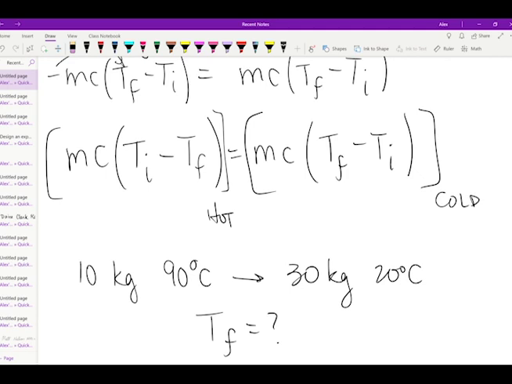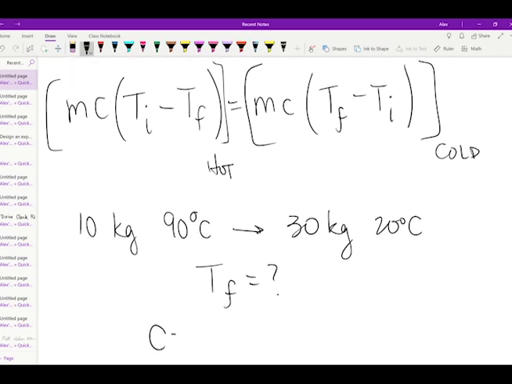And now you have all the information you need to do the others, except for if you recall that C for water is 4.184 joules per gram, not kilogram, Kelvin, which is the same size as a degree in Celsius. So we don't have to convert Celsius to Kelvin or anything like that. So now you have everything you need to know, right?